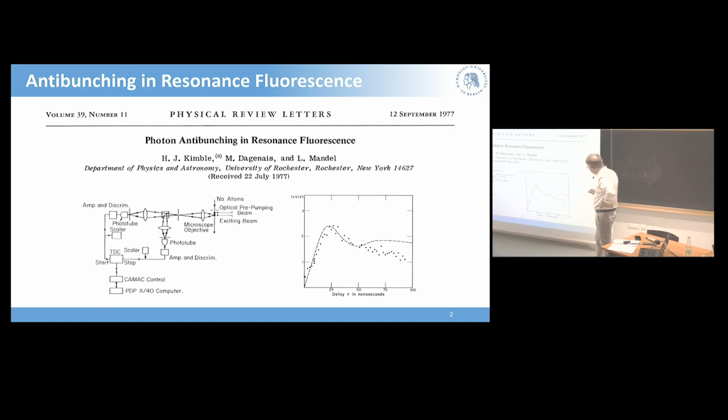And then what Kimble, Dagenais, and Mandel saw is that indeed the autocorrelation function here goes below 1, okay? And we have clearly anti-bunching. So we are violating criterion number 1 for our classical light fields.